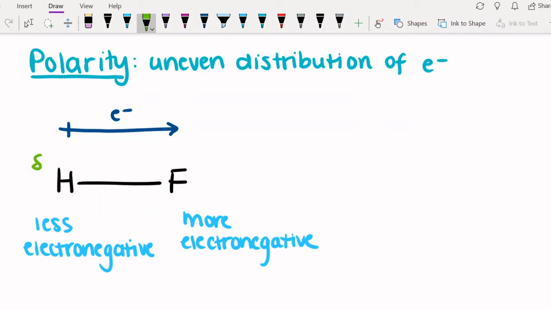As a result, fluorine will have a slight negative charge because it has more electrons near it. Hydrogen will have a slight positive charge. This is not a full negative or positive charge like in an ion. Instead, it's a partial charge.